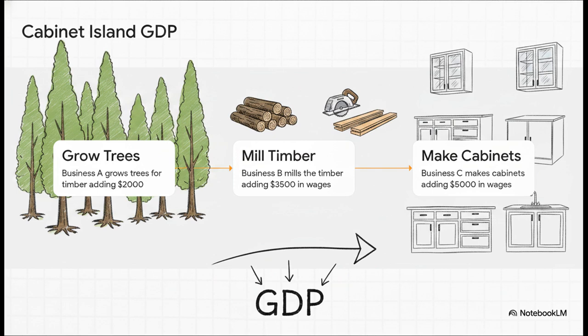Now, to find the true GDP, we don't just add every single sale together. If we did that, we'd be double counting the raw wood over and over again. Instead, we sum up the value added at each specific stage. That gives us a final, totally accurate GDP of $10,500.